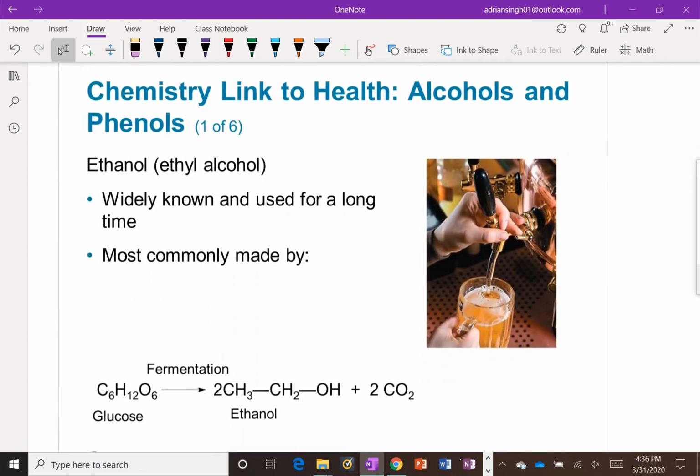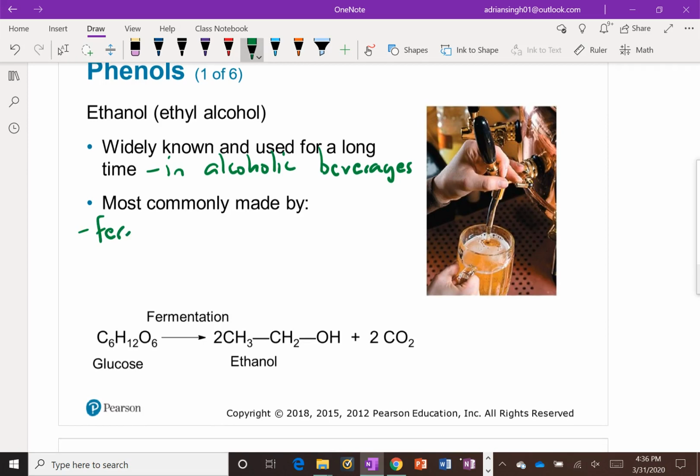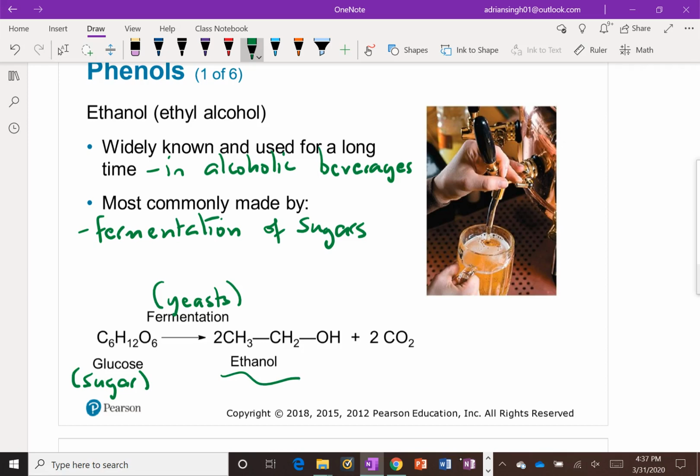Just to give you an idea of a couple alcohols that you may be aware of, right? So we mentioned ethanol. This has been around for a very, very long time. It's found in alcoholic beverages. Right, it is the active ingredient. Most commonly, it's made by the fermentation of different types of sugars. Typically substances or organisms like yeasts, for instance, can carry out that process, right? So glucose, which is a type of sugar, can be fermented to produce ethanol, and then you get CO2 as one of the other byproducts.